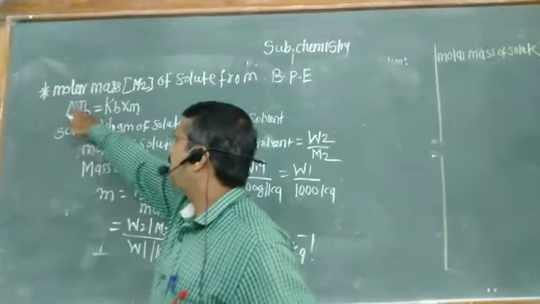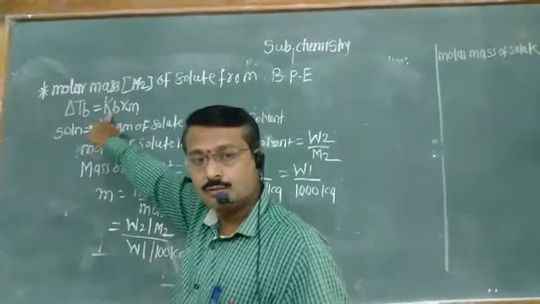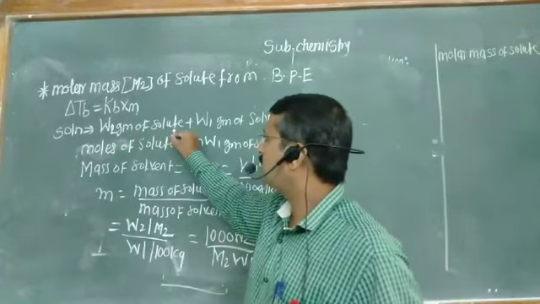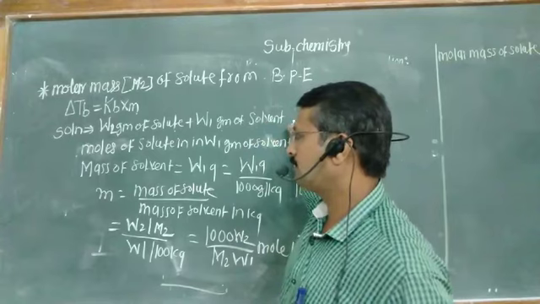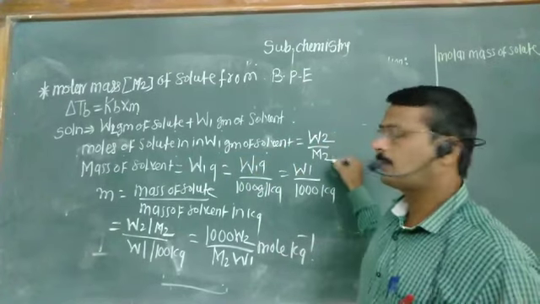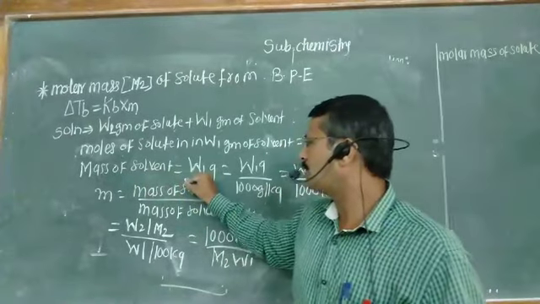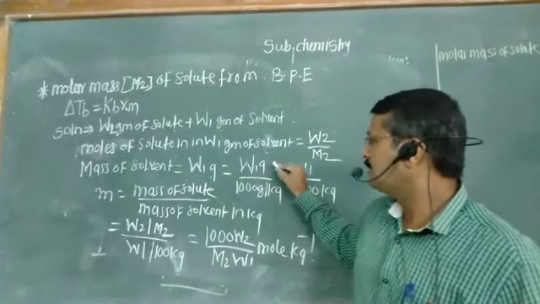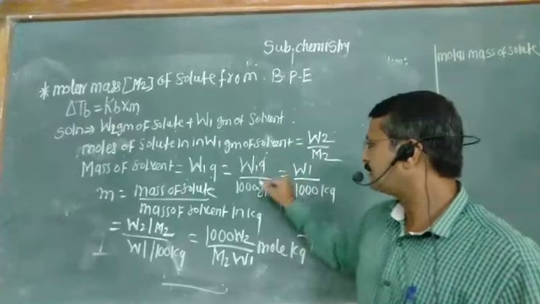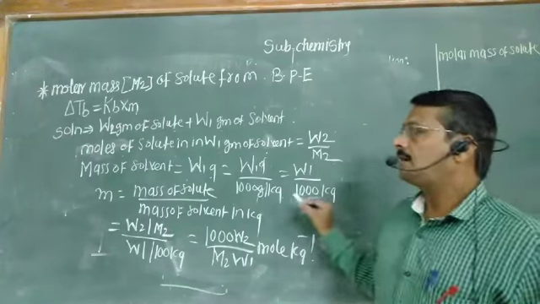It is well known that delta TB is equal to KB into m. The solution is prepared from two components: the solute and the solvent, so W2 gram of solute plus W1 gram of solvent. Moles of solute in W1 gram of solvent is equal to W2 upon M2. Similarly, the mass of solvent W1 gram is equal to W1 gram divided by 1000 gram per kg, so the gram cancels and we get W1 divided by 1000 kg.